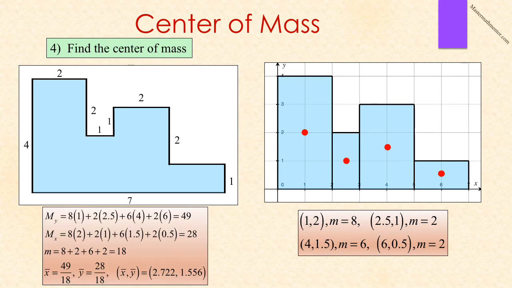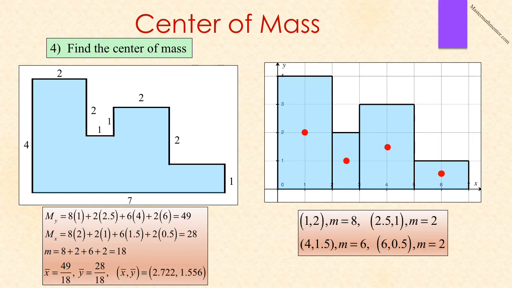The moment about the y-axis, m y, uses the x variables, and we get 8 times 1 plus 2 times 2.5 plus 6 times 4 plus 2 times 6, getting 49. The moment about the x-axis is m sub x, and that uses the y variables, and we get 8 times 2 plus 2 times 1 plus 6 times 1.5 plus 2 times 0.5, and that gives us 28. The total mass of the object is 8 plus 2 plus 6 plus 2, getting 18. So x bar is m sub y over m, and we get 49 over 18. Y bar is 28 over 18.